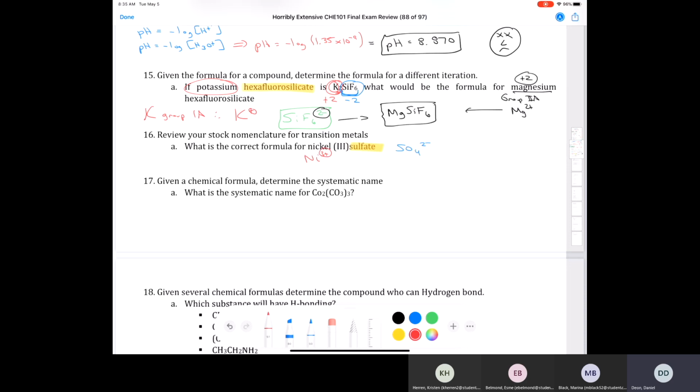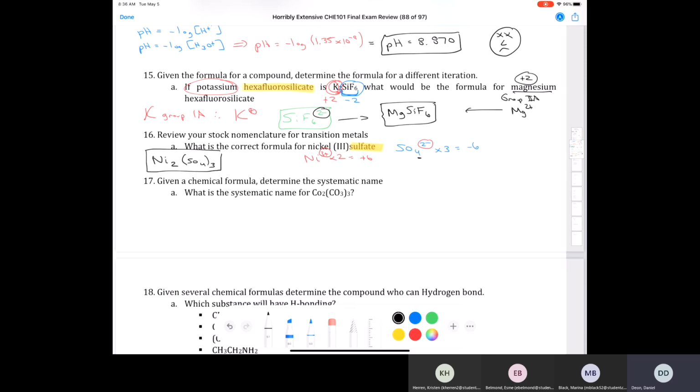So if I have 3 plus and 2 minus, how would I combine those? Well, if I multiply this by 2, and if I multiply this by 3, then I get -6, and I would have +6, and they would cancel each other out. Therefore, the formula must be nickel, and I need 2 of those. And then sulfate, since it's SO4 and the 4 is a subscript, I have to put all of that in brackets, and then I will put my 3 outside like that. So this will be the correct formula for nickel 3 sulfate.